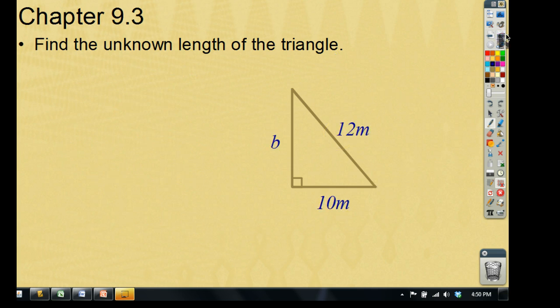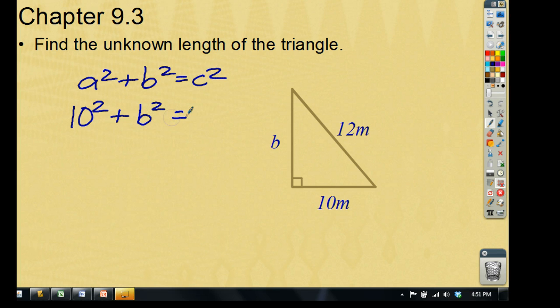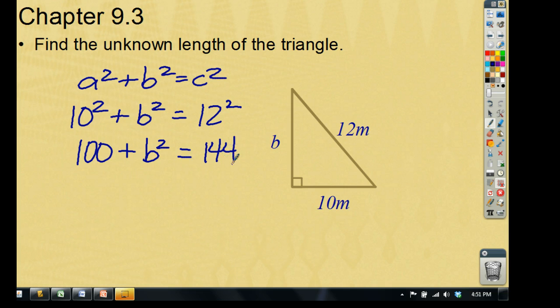Okay, let's try another one. This is one where I have the hypotenuse, but I don't know one of the legs. Again, a squared plus b squared is equal to c squared. So I'm going to plug it in. I know that a is 10, so 10 squared plus b squared, which I don't know. C squared is 12 squared, which is 144. So that's 100 plus b squared is equal to 144. I want to find out what b squared is, so I subtract 100 from both sides, and I get b squared is equal to 44.